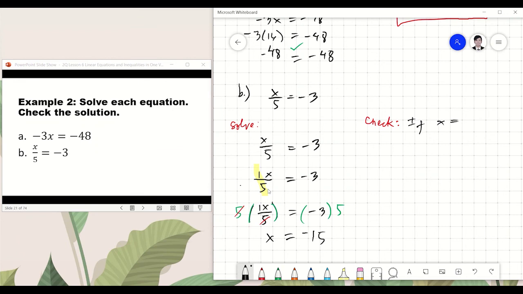So, if x is equal to negative 15, and we substitute it to x, negative 15 over 5, or negative 15 divided by 5, is negative 3, which is just equal to the right side of the equation. So therefore, okay, wag natin kalimutan, hindi negative 3 yung ilalagay natin dito, yung ilalagay natin kung ano yung ipapalit sa x. That is negative 15.